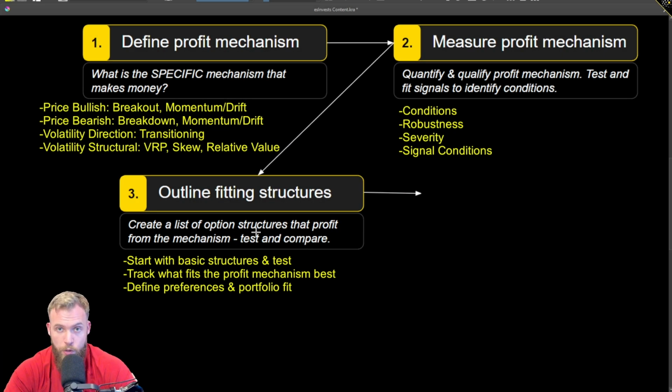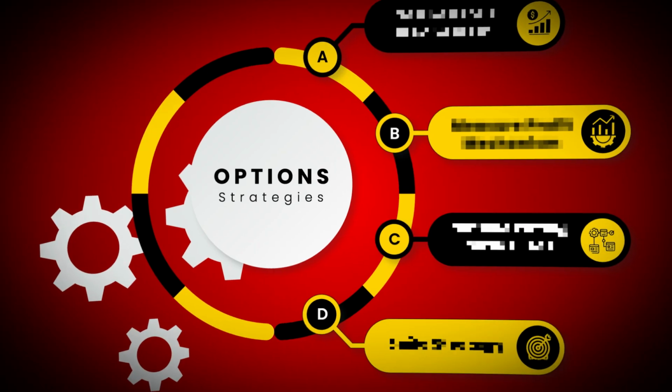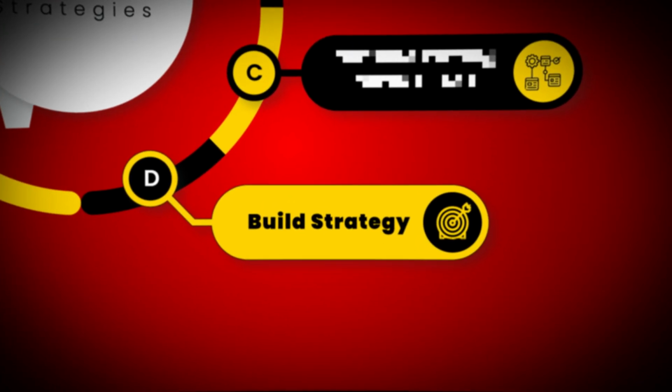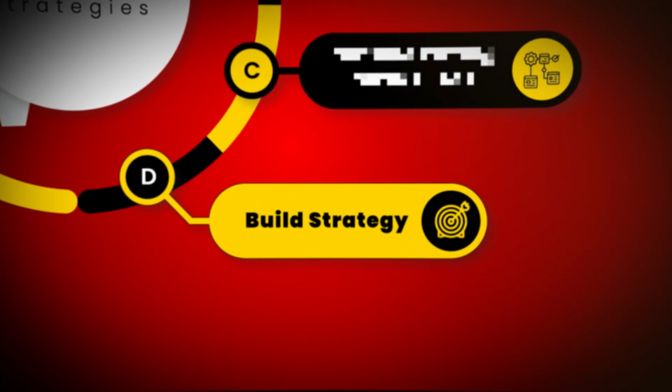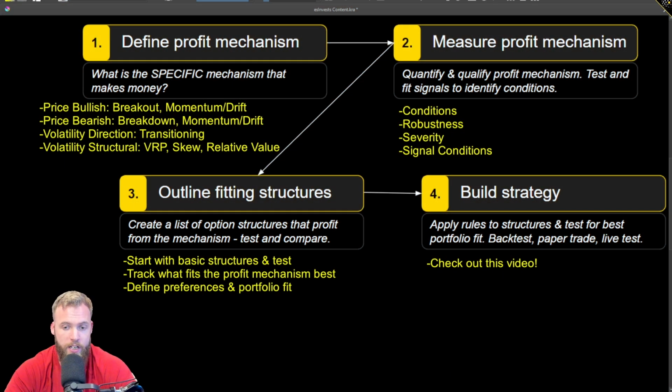Here, once you know what kinds of things make money and then how they make money and how to find them, this is where we get to learn about options. Then after we get through this stage of learning about options, we build strategies. And I have a video that goes in depth on how to build trading strategies.